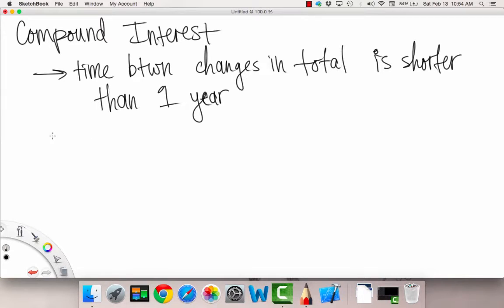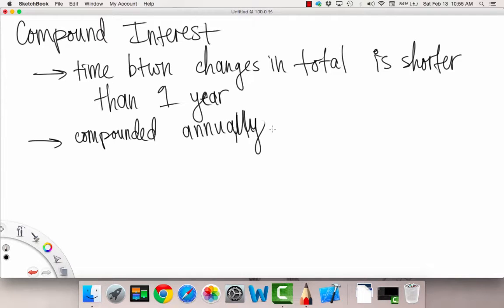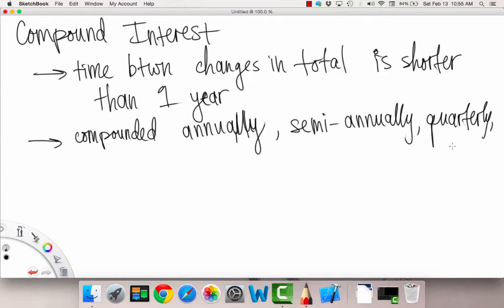Okay, so what do I mean by this whole statement here? What I mean is that sometimes you'll see a problem that says something is compounded, you could say annually, and that would mean your time interval is going to be 1 year. So then we're back at the original formula that we've already explored. We could also have semi-annually. That would mean twice a year. Okay, we could have quarterly, monthly, etc.